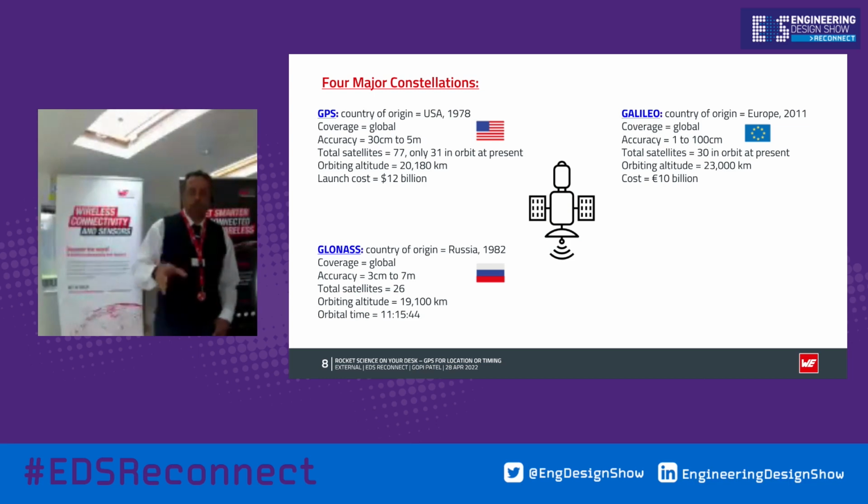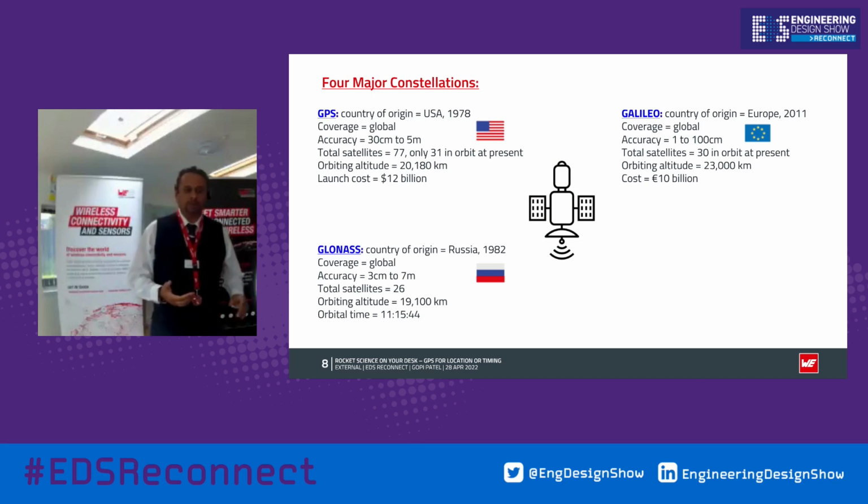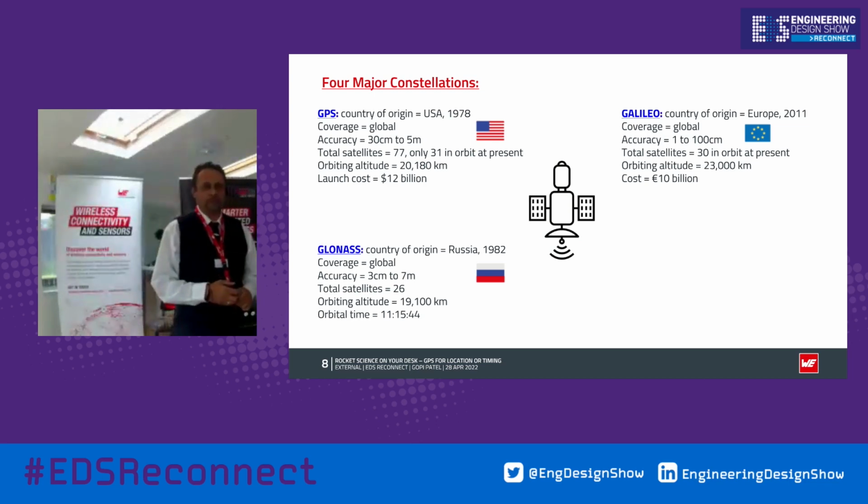There are a total of 30 satellites and all of them are present. None of them have gone to the graveyard yet. Eventually they will go, but keep an eye on it. Now, for the orbiting altitude, they went much higher than average, with 23,000 kilometers, compared to 20,000. The cost is much less, $10 billion or 10 billion euro, much lower compared to GPS at that time.